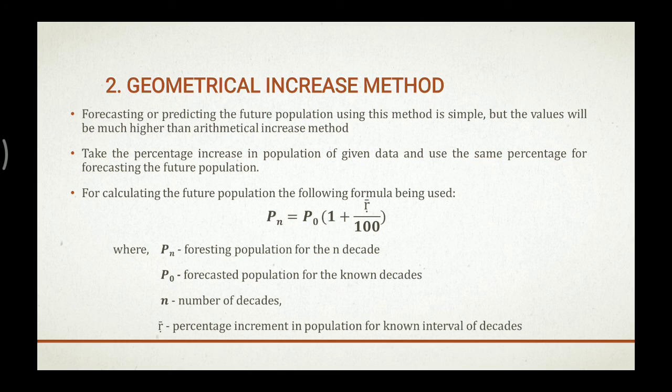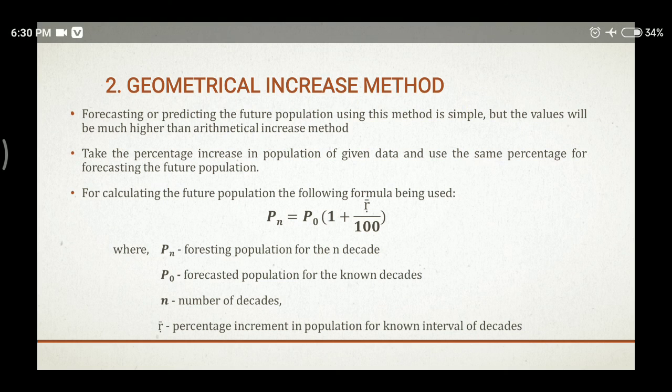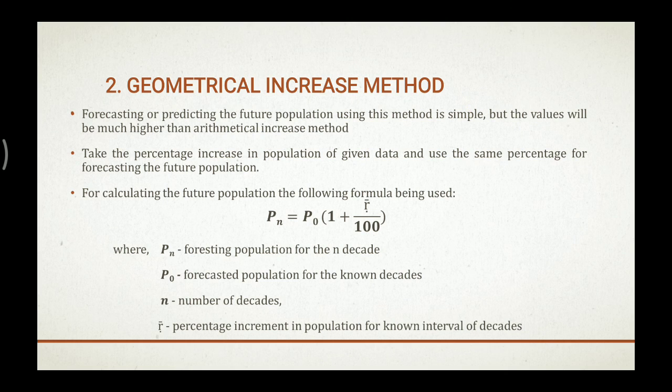I have misplaced it here: 1 plus R bar upon 100 raised to n, it will be n. Please remember this. Next, n is the number of decades, R bar is the percentage increment in population for known intervals of the decades.